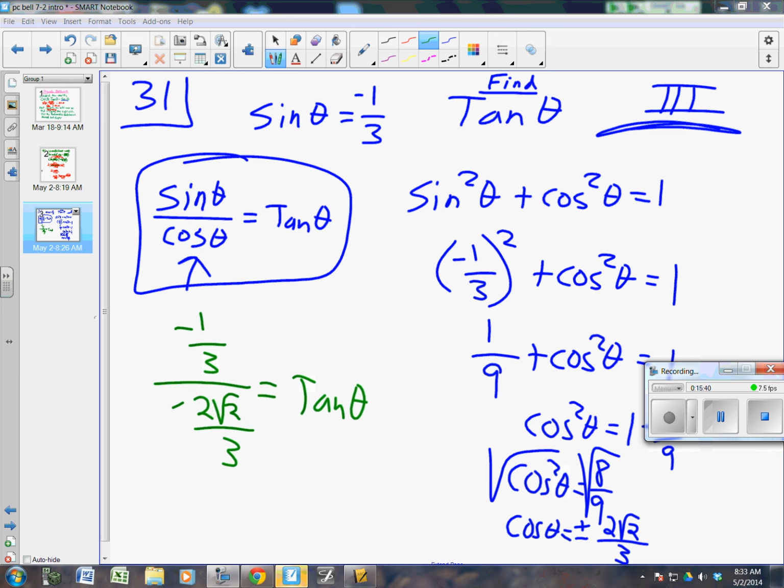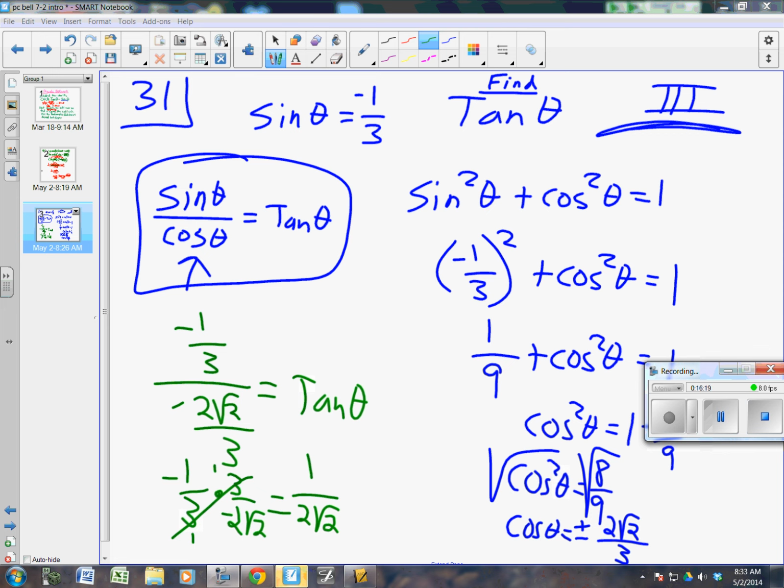How do I simplify this? A fraction divided by a fraction. Okay, I multiply it by what? 3 over negative 2 root 2. Good. The reciprocal. What happens right here? Okay, the 3's cancel out. What about the negative on top and negative on bottom? What happens to those? Well, a negative divided by a negative is positive. So what am I going to get? Positive 1 over 2 root 2. Remember, these things cancel out and you still have a 1.